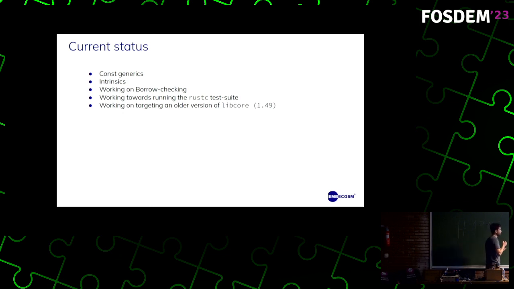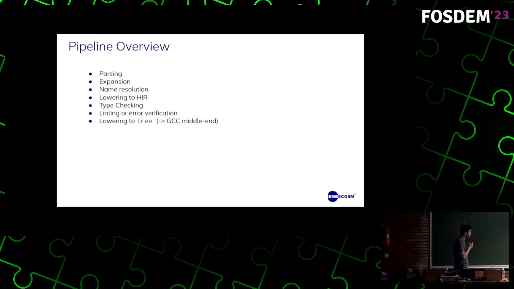One big thing we're doing is some work towards running the rustc test suite. Because we want GCCRS to be an actual Rust compiler and not a toy project or something that compiles a language that looks like Rust but isn't Rust, we're trying really hard to get that test suite working. And I think we're almost done with compiling an earlier version of libcore, 1.49, which was released a few years ago.